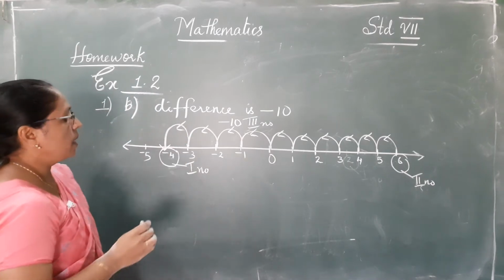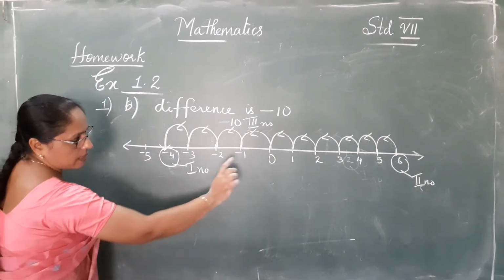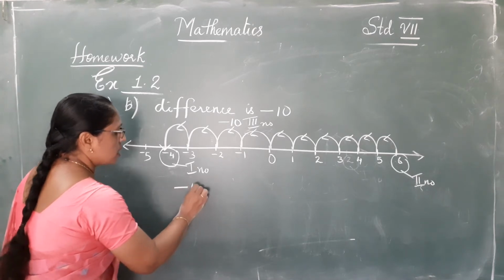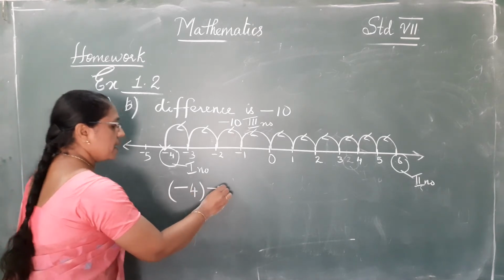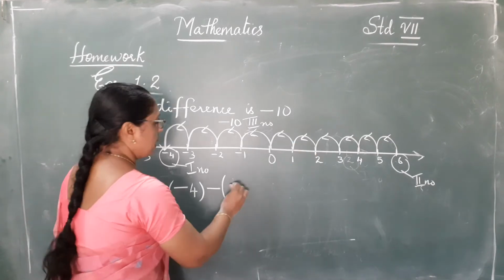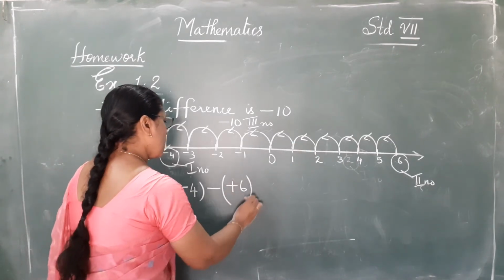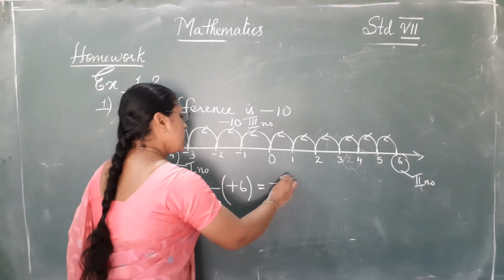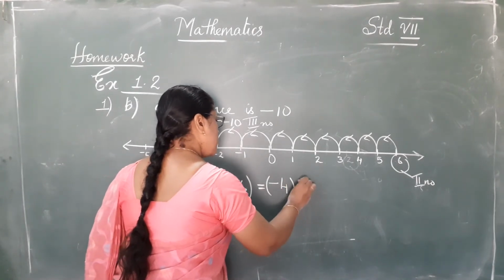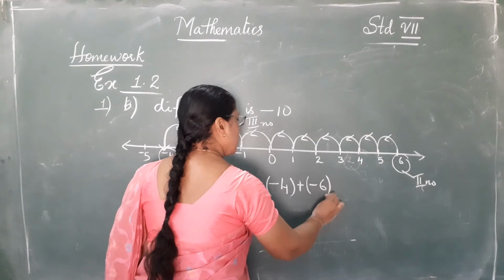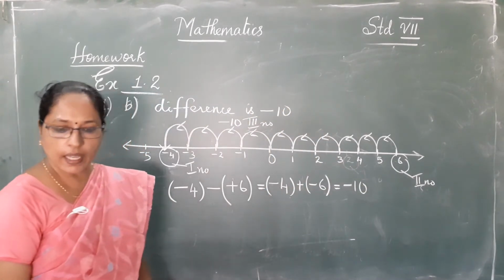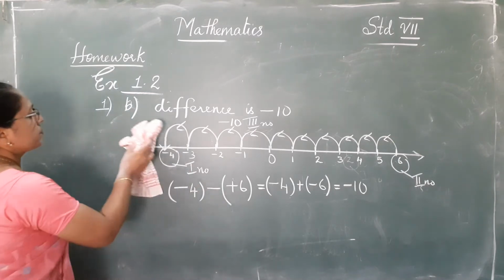Now let's create the solution, that is first number -4 minus bracket second number +6 equal to. Let's solve. Subtraction, -4 plus -6, which is equal to -10, your answer. That is the second part.